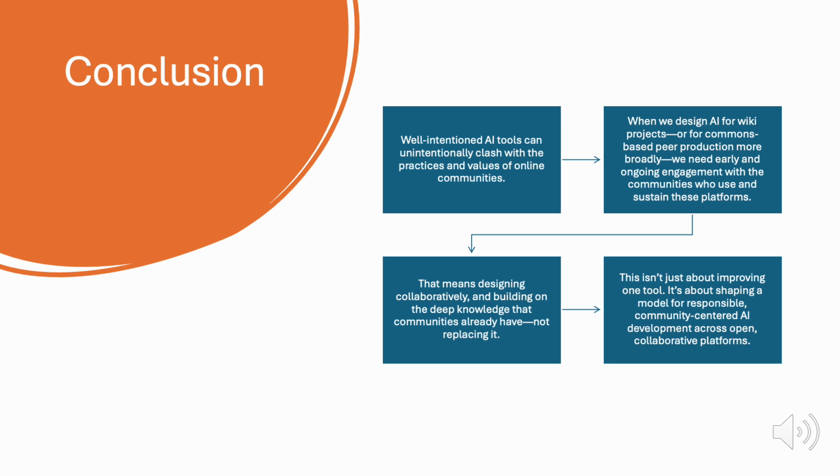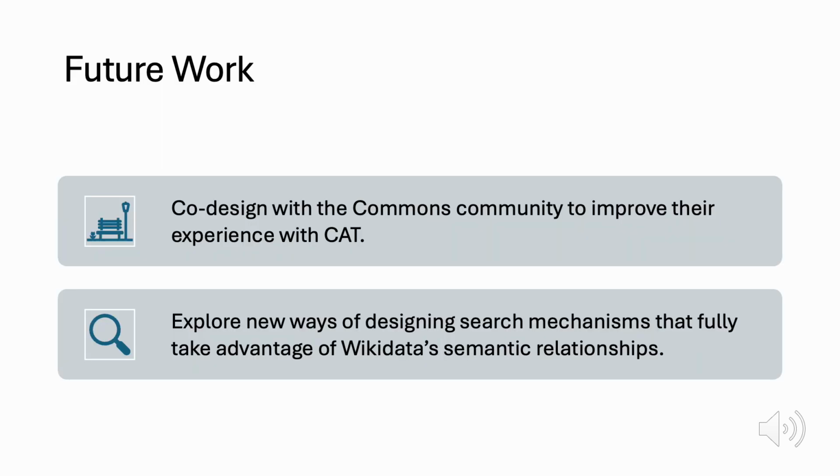This isn't just about improving the CAT tool, it's about shaping a model for responsible, community-centered AI development across open, collaborative platforms. In our future work, we'll co-design with the Commons community to improve their experience with CAT. We'll also explore new ways of designing search systems that fully improve the use of Wikidata's semantic relationships on Commons.